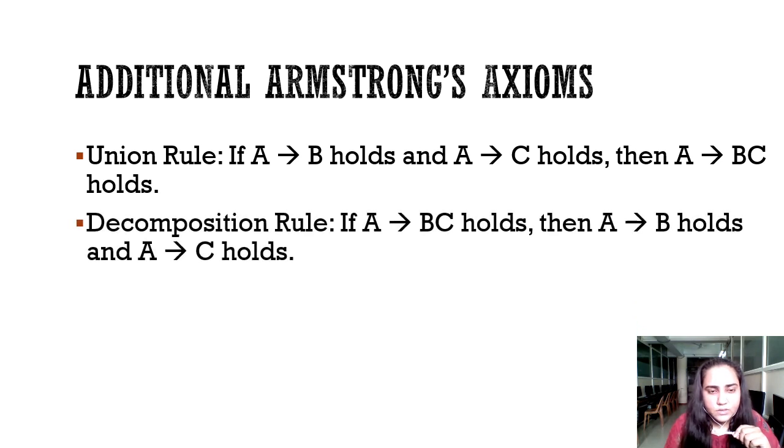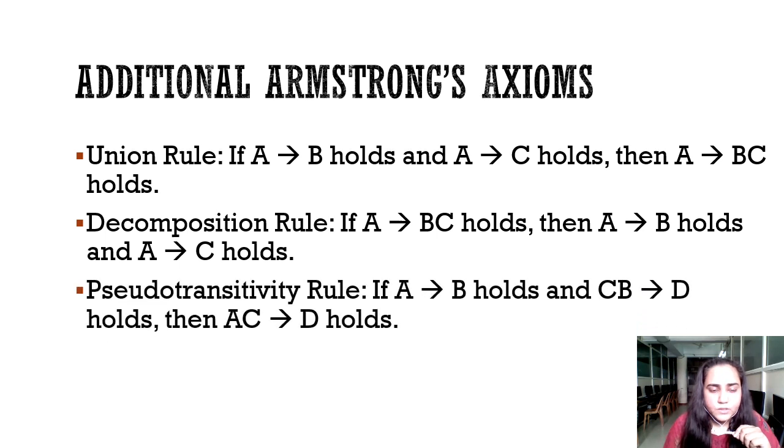The next rule is the decomposition rule, where A determines B, C. It's the opposite of the union rule. So if A determines B, C is given to you, you can decompose it into A determines B and A determines C. This is a very important rule which we will be using very frequently in this video.